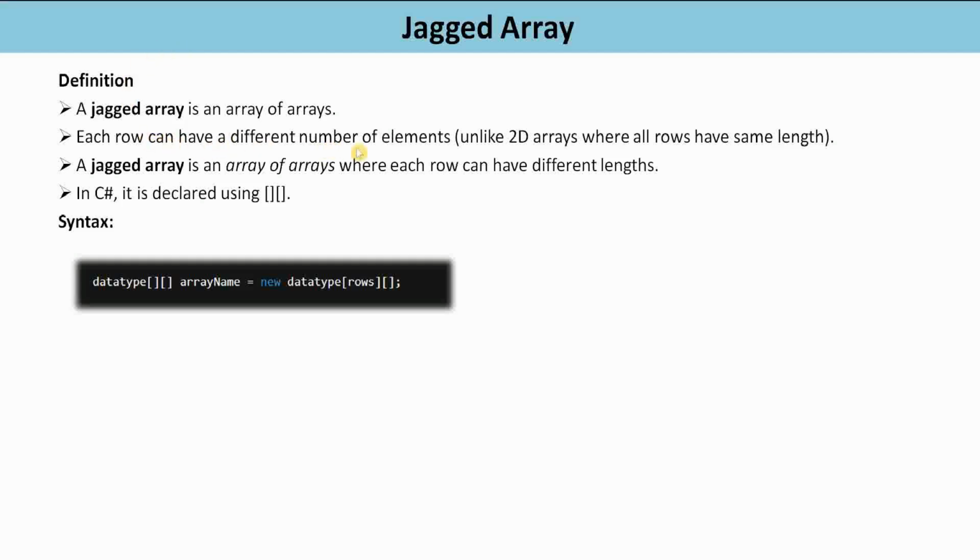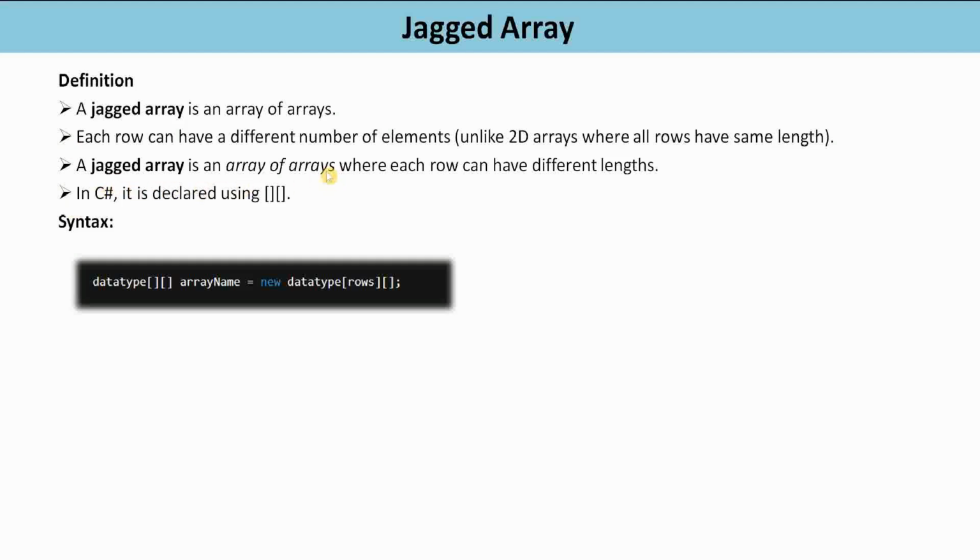Each row can have a different number of elements, unlike 2D arrays where all rows have the same length. So in each row we can set different elements. We do not provide any particular fixed value for each row. We can set it according to a requirement. Suppose we have 3 rows, and in the first row we only require 2 columns, in the second row we require 3 columns, and in the third row we require only 4 columns. According to the requirements, we can set the elements into a jagged array. So this is the approach of a jagged array.